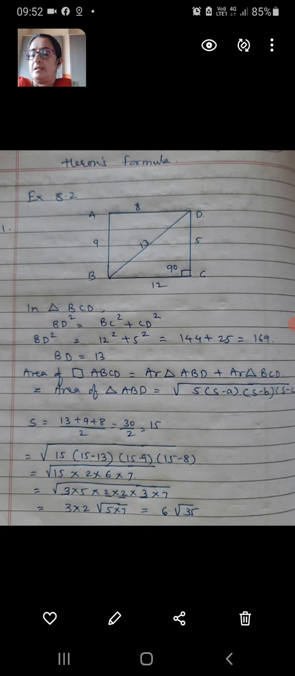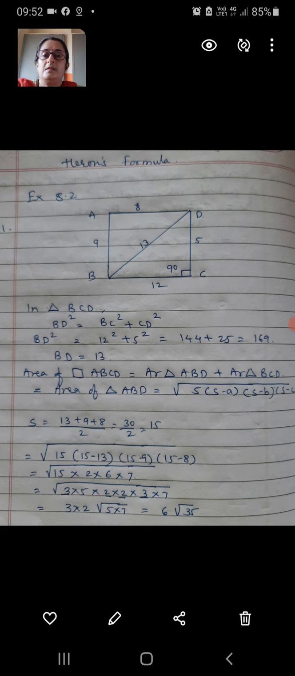The first question is, a park in a shape of quadrilateral ABCD has angle C is equal to 90 degrees. AB is 9 meters, BC is 12 meters, CD is 5 meters and AD is 8 meters. How much area does it occupy?